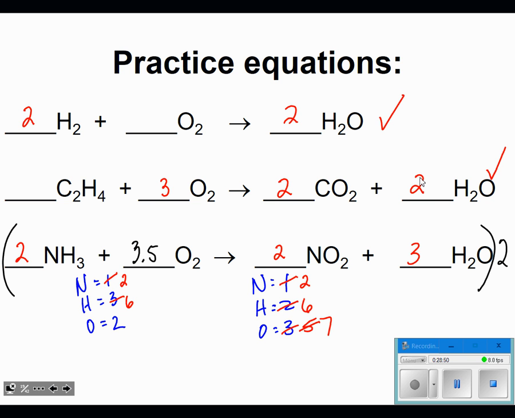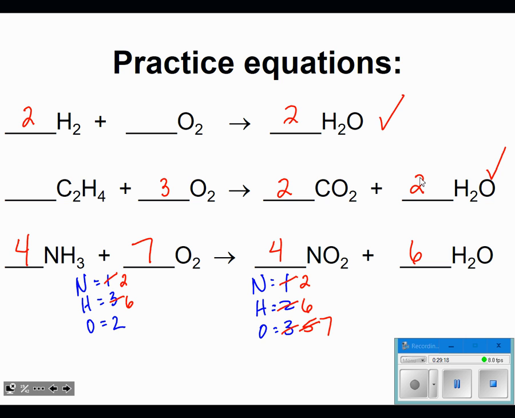So now my coefficients are going to change to 2 times 2 is 4. 3.5 times 2 is 7. 2 times 2 is 4. And 2 times 3 is 6. Okay, so when I do that, now let's recount everything, just to double check.